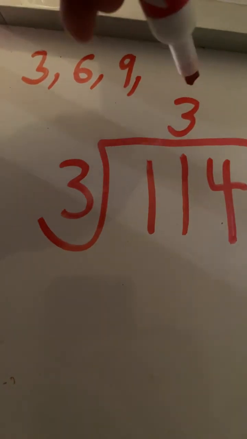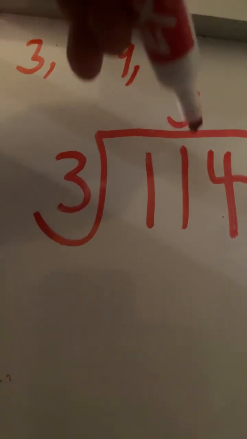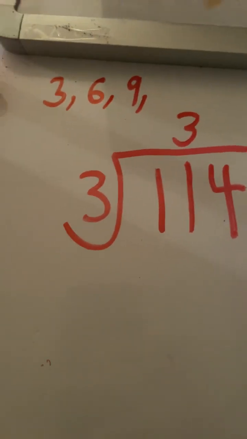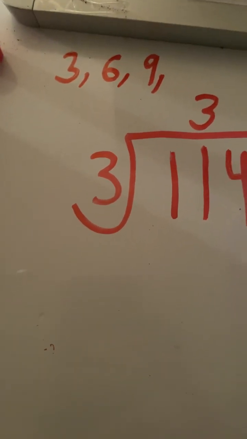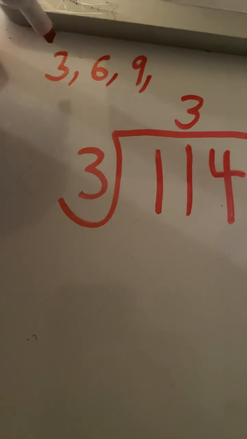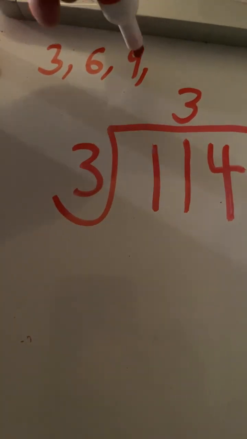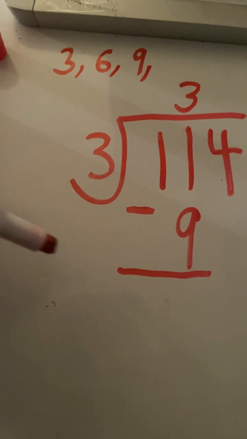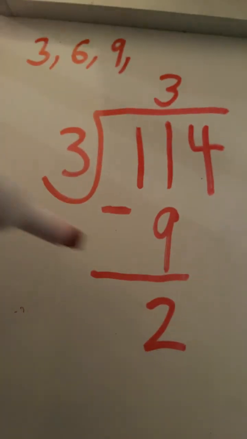Make sure when you write the number that you line it up with the one that's in the tens place. Very important that you line up the numbers correctly. Now there is a remainder. When I counted by 3s, 9 was as close as I could get to 11 without going over. So we're going to do 11 minus 9 to find our remainder. 11 minus 9 equals 2.